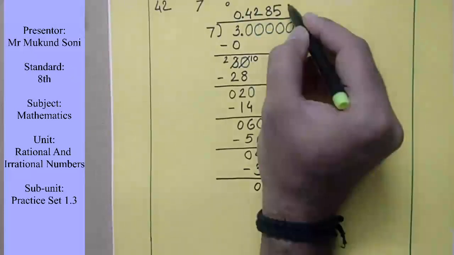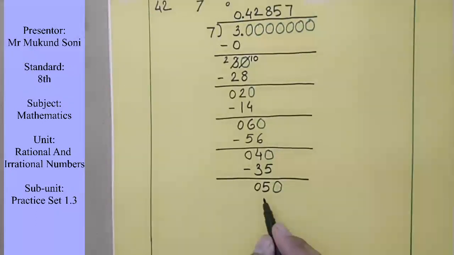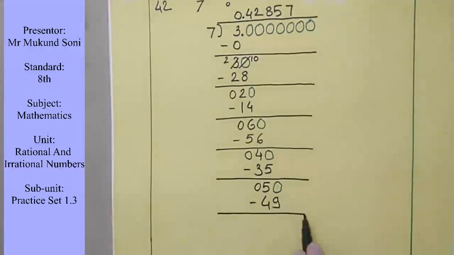So we know that less than 50 in the table of 7, there is only one number, that is 49, less than 50 but close to 50 in the table of 7. The answer of the subtraction is 1. Take the next 0 down.